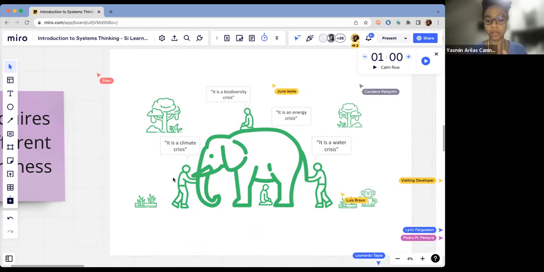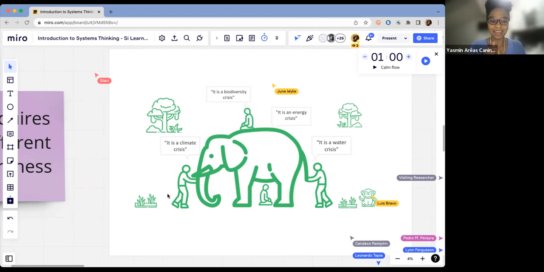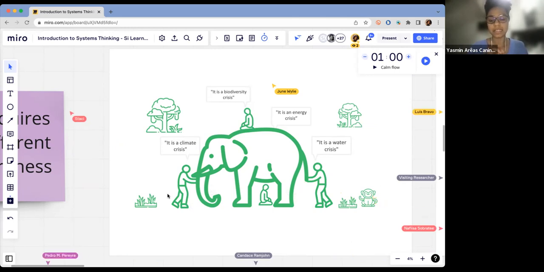So, for example, the person that was touching the trunk probably described the elephant as something long and a bit squidgy and soft. And the person touching more of the paw got the characteristics of the elephant being something hard or thick, right? And the elephant is in fact each one of these things, but a lot more than that.